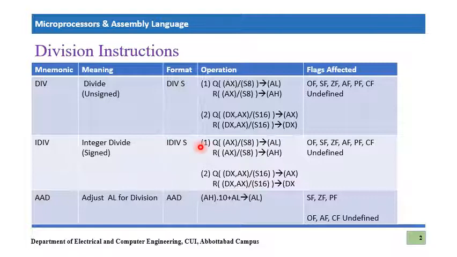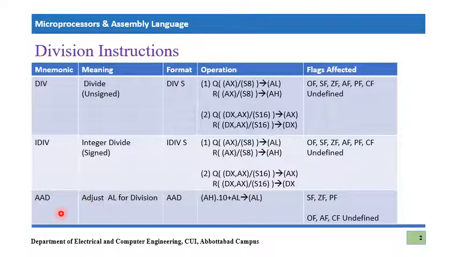Again there will be two cases: one for a source operand of 8-bit, and another for a source operand of 16-bit. The remaining process, the quotient and remainder, will remain the same as we discussed for DIV. So it will also be true for IDIV. In the last column we are observing the number of flags which can be affected and which can be undefined.